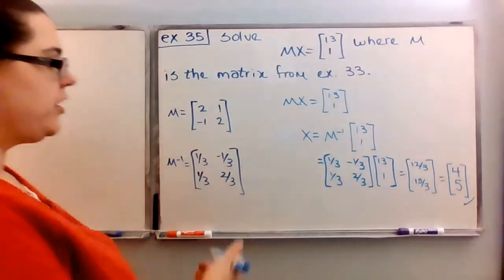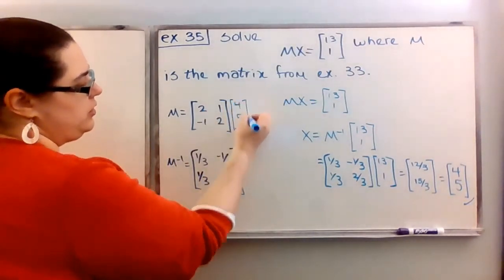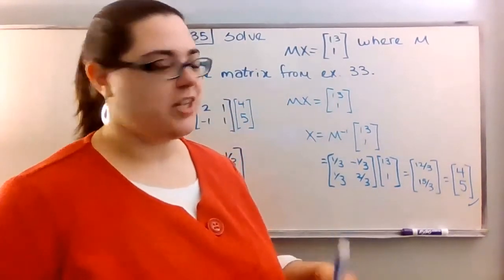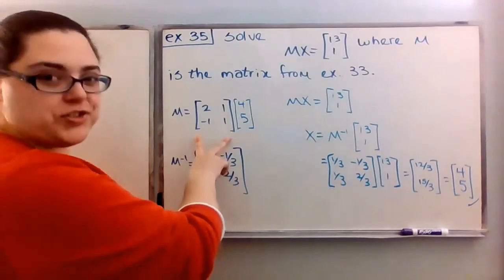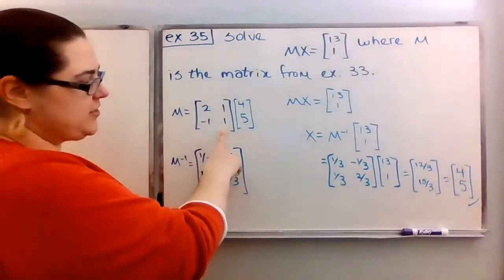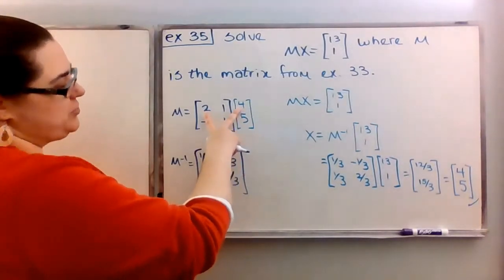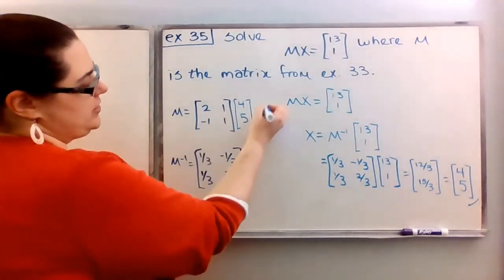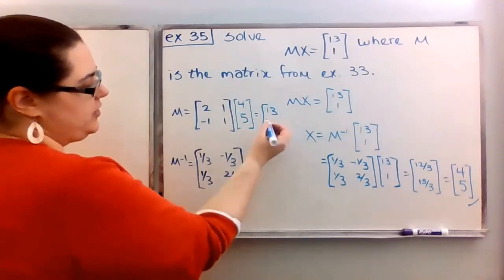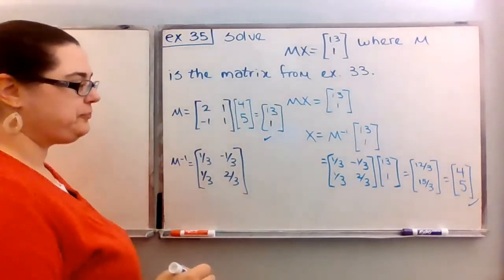To check this, of course, we can multiply M by 4, 5 and see if we got back this 13, 1. Hi, folks, as I was checking my work, I realized I wrote M wrong, and I just don't want to refilm all of that again. So this should have been a 1. It was a 2 before. So let's check our work and make sure we got it right. So 4 times 2 is 8, plus 5 is going to give me 13. And then negative 4 plus 5 is going to give me 1. So this checks out, and we are good to go.